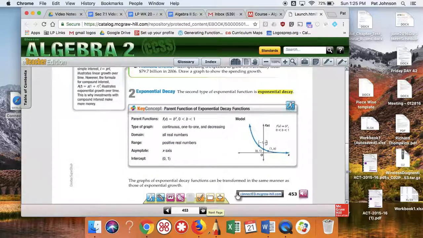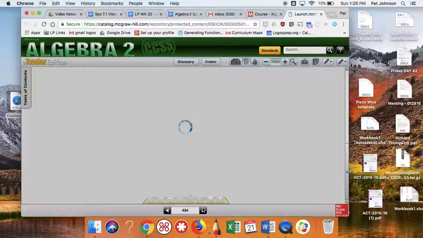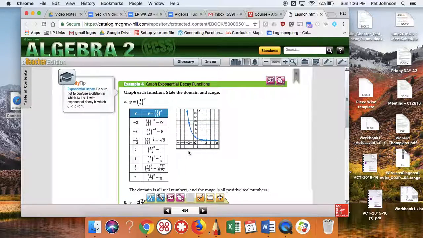All right, let's move on. So the graphs of the decay can be transformed just like the graphs of the growth. Do the same thing. So y equals 1/3 to the x. So they pick some values, they put them in for x, and get these new values, and then they graph them. Okay, so here the base is 1/3. And we know it's a decay because b is between 0 and 1. So we know it's going to go down.